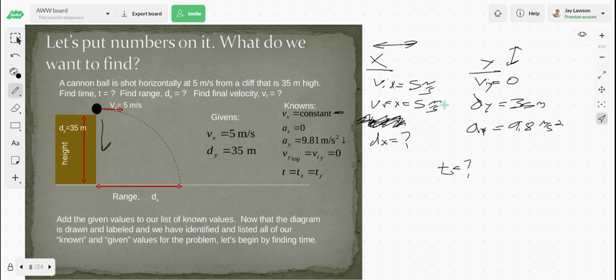So let's look at how we know more things in the y direction. In the x direction, all we know is that the initial velocity and final velocity are constant. That's it. We don't know anything else. But in the y direction, we know initial velocity, we know my displacement, and we know my acceleration.